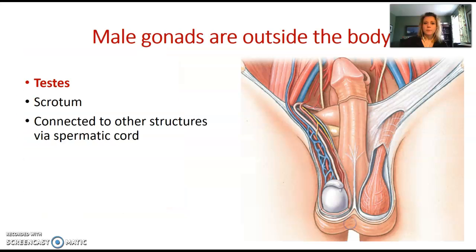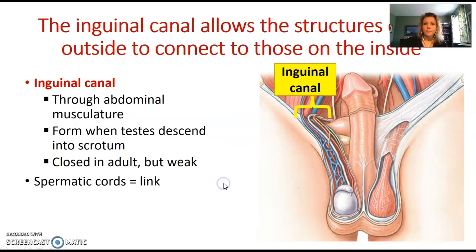We'll talk first about the scrotum and the testes. The testes are housed in sacs that are found outside of the body. These sacs are called the scrotum, and the testes are attached to the internal structures of the male reproductive system through this cord, which is called the spermatic cord. The spermatic cord and the testes descend through the abdominal musculature before a male fetus is born, through a hole in the muscular wall called the inguinal canal. That hole closes up, but it's always a weak point in the male body.